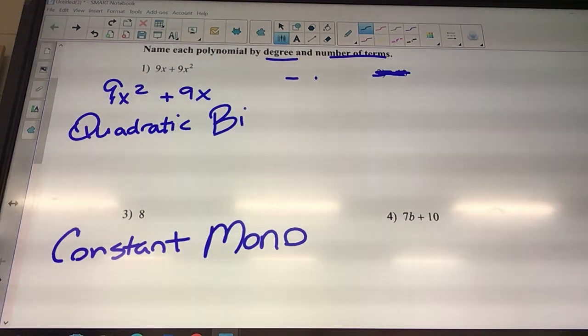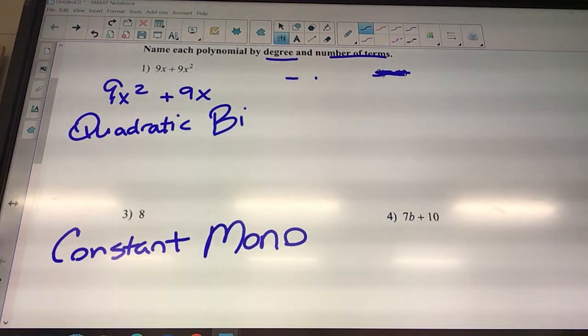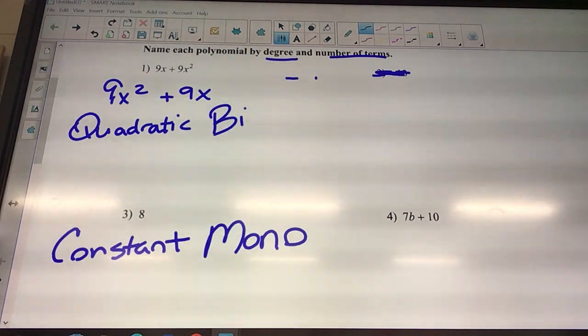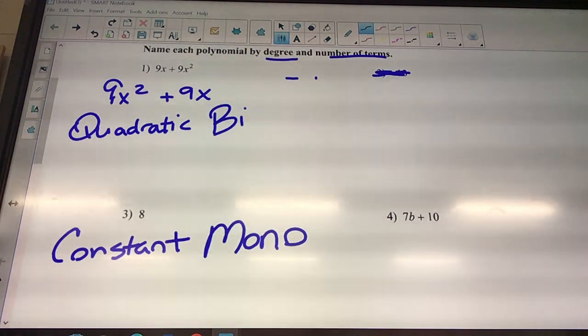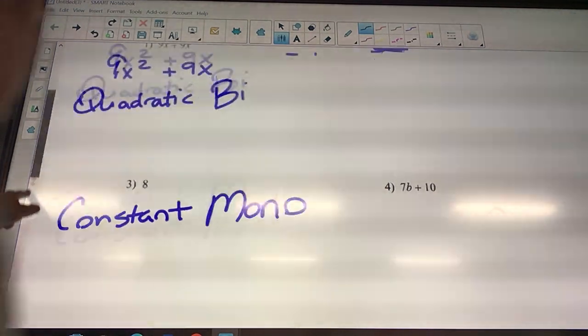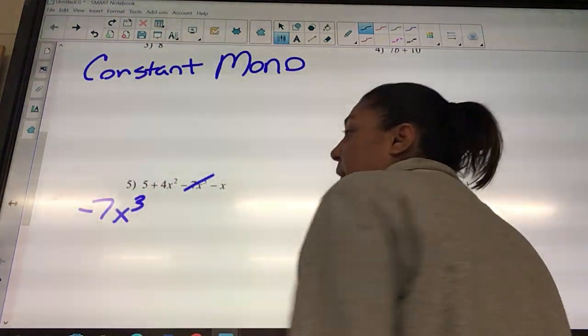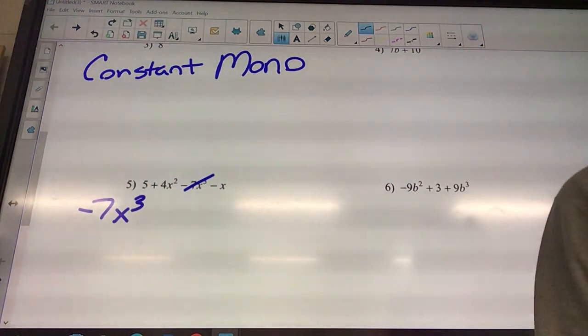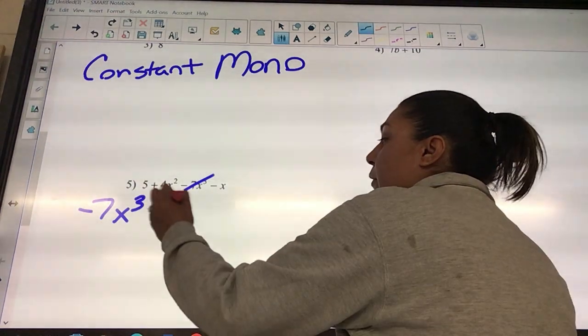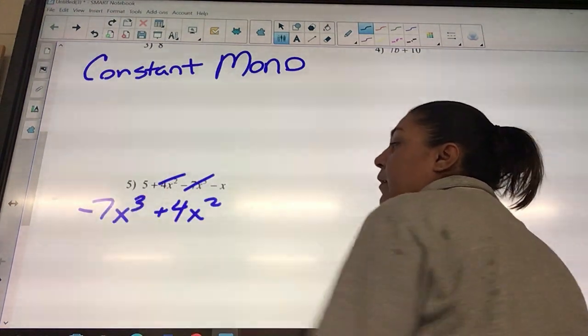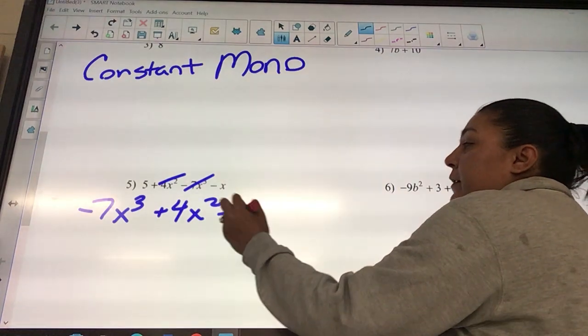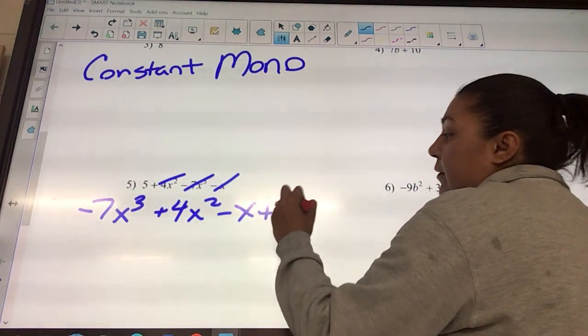Okay, look at number 5. Okay, we need to write that in order. So what is going to be the first thing we're going to write down? Negative 7x3. And then what? Plus 4x2 minus x plus 5.